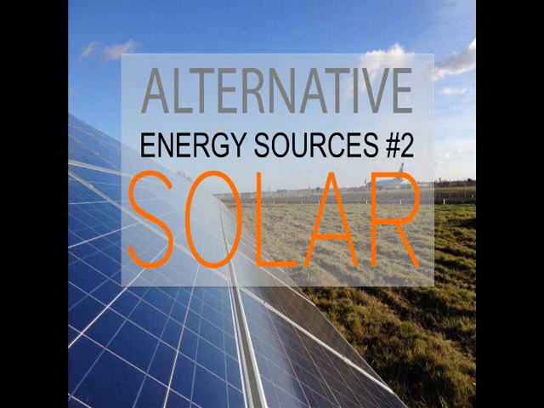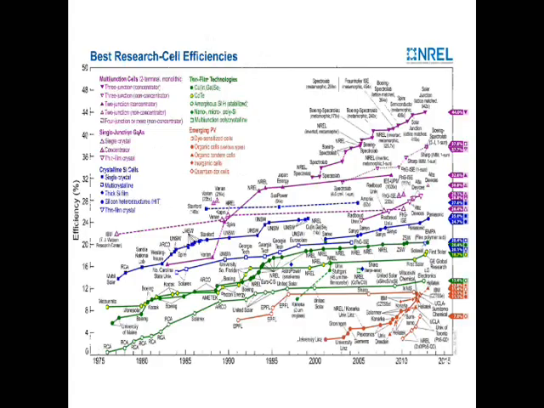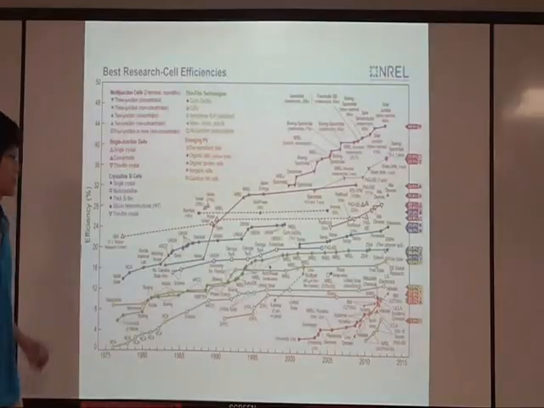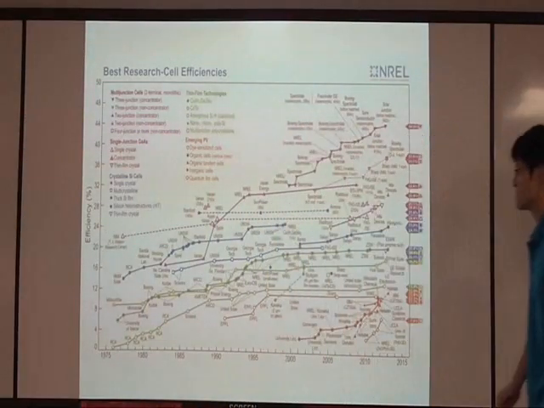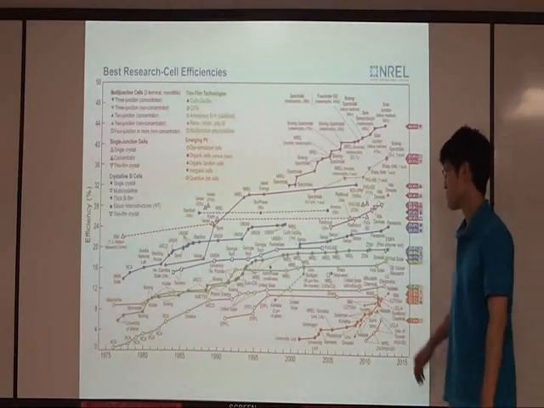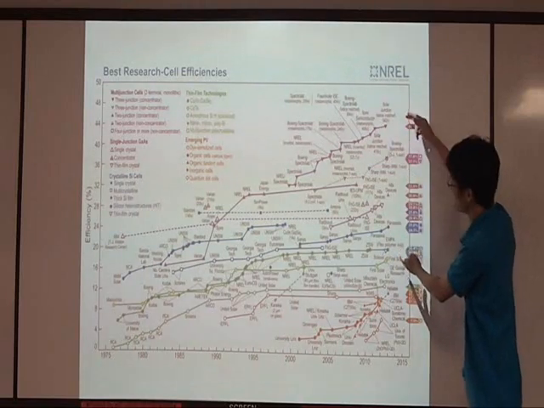Photovoltaics harnesses the almost unlimited supply of energy from the sun. It houses the most promising future as an alternative energy source and can be installed modularly, be deployed in off-grid areas, has a single upfront cost, and usually has a lifespan of 20 to 25 years. Research into improving the efficiencies of the photovoltaic cells has been rigorous and has seen wonderful results. Current manufactured solar cells have an efficiency of 17 to 19%, and there is certainly room for improvement.